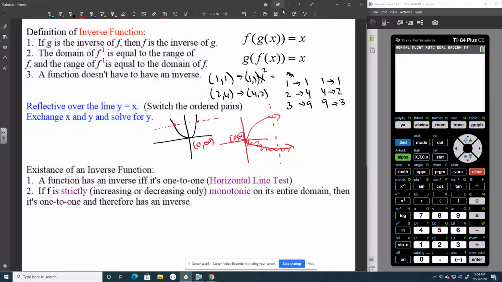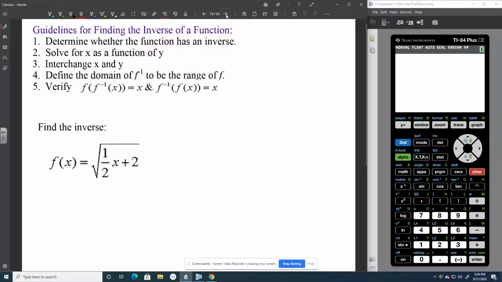So putting this into practice a little bit, just a couple of guidelines for finding the inverse. The first thing you need to do is determine, does it even exist? Does it pass that horizontal line test? And if so, you solve for x as a function of y. So you switch your x and your y, and then you redefine your domain and range.